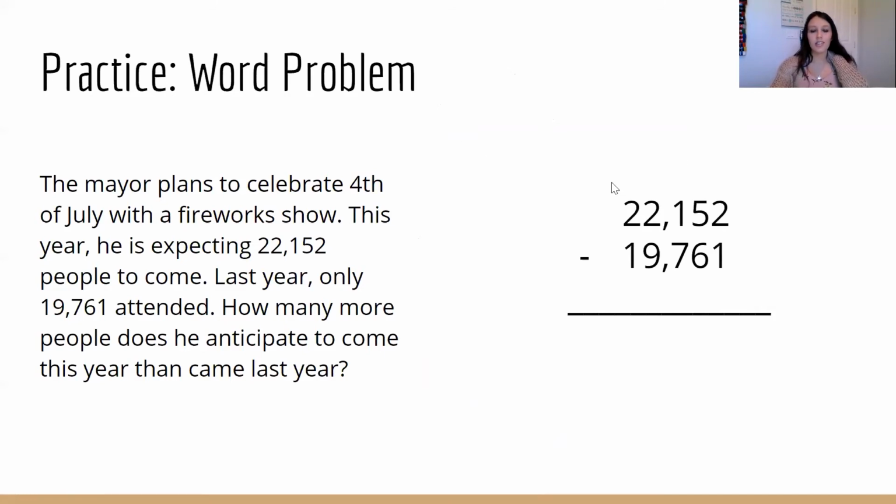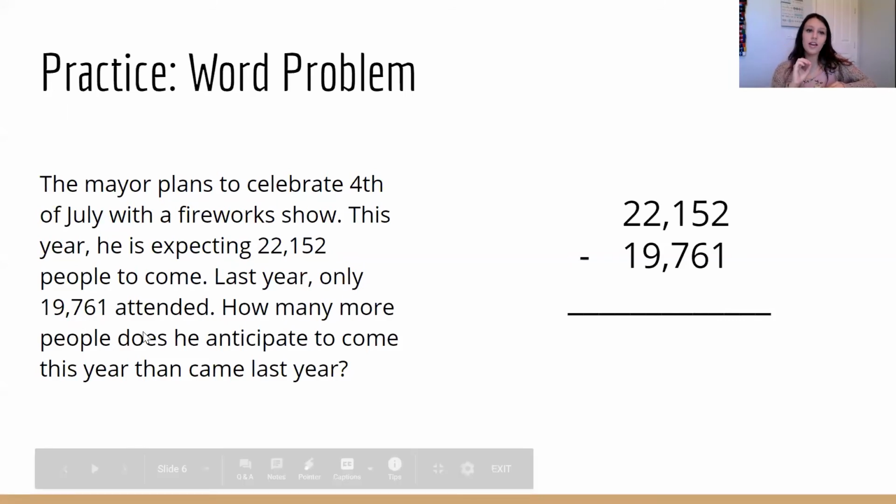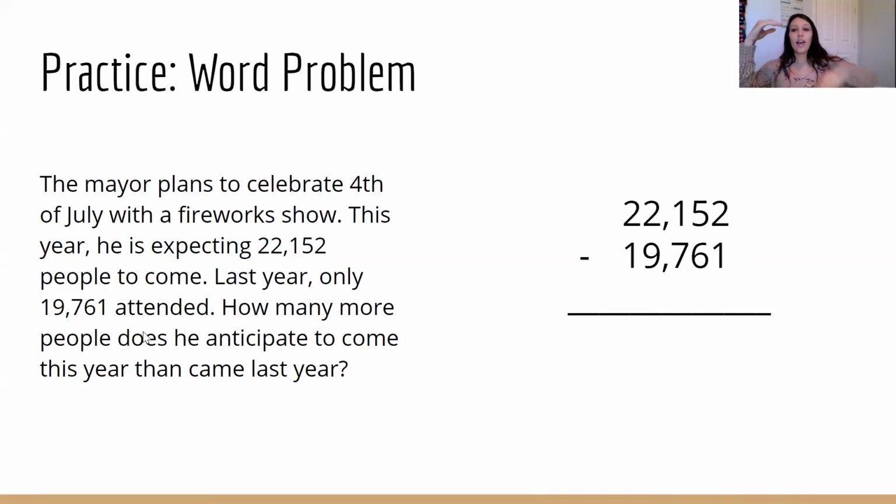So if we're looking at this, we have these two numbers, and we need to figure out what to do with them. We're going to be subtracting them, right? Because if we have 22,000 and 19,000, he wants to find the difference between those. So we're going to take the bigger number, and we're going to put a minus sign, and then we're going to put the little number underneath it. Because that is how we're going to subtract them, and we're going to find the difference. So if we look at the standard algorithm I have over here, let's solve it.